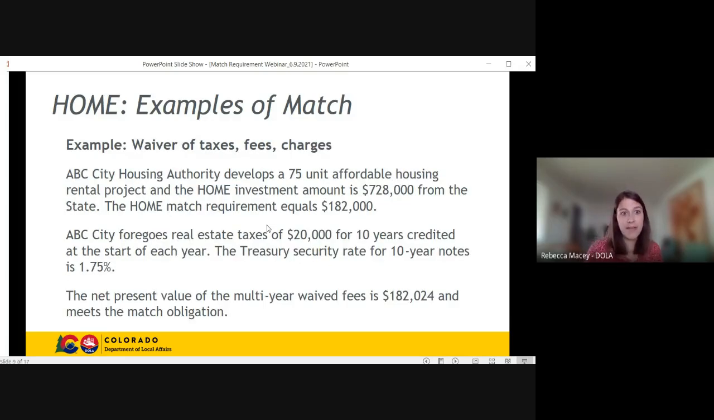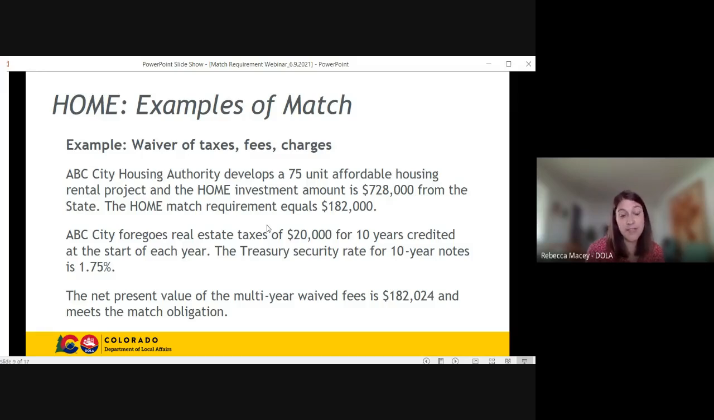Another example we've seen is waiver of taxes, fees, and charges. So in this example, ABC City Housing Authority develops a 75-unit affordable housing rental project. And the HOME investment amount is $728,000 from the state. So the match requirement for HOME, that 25%, is $182,000.